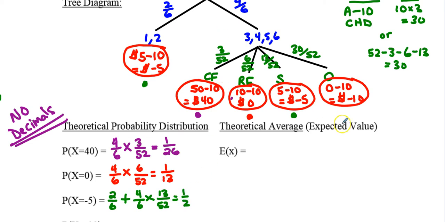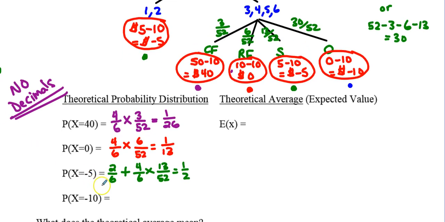And the last possible outcome is losing $10, which means you have to roll a 3, 4, 5, 6 and draw the other card. So there's probability of 4/6 and draw the other card, which is 30/52. And in lowest terms, that works out to 5/13.